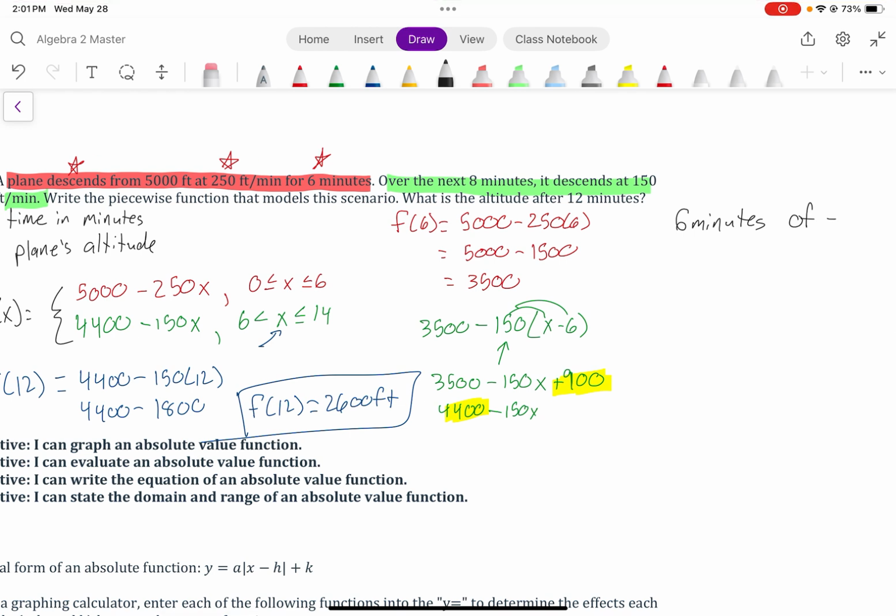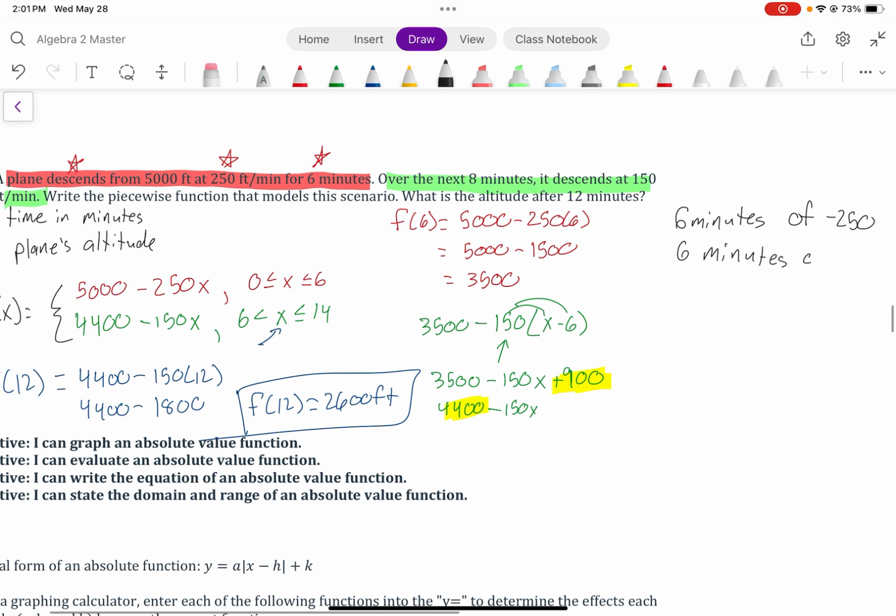Now, a faster way of doing this problem specifically: we had 6 minutes of a descent of negative 250. We had 6 minutes of descent of negative 150. That's how we get to our 12 minutes. This is essentially 6 times negative 400, which is negative 2,400. So over the 12 minutes, we went down 2,400 feet. Subtract that from 5,000, and we're golden.